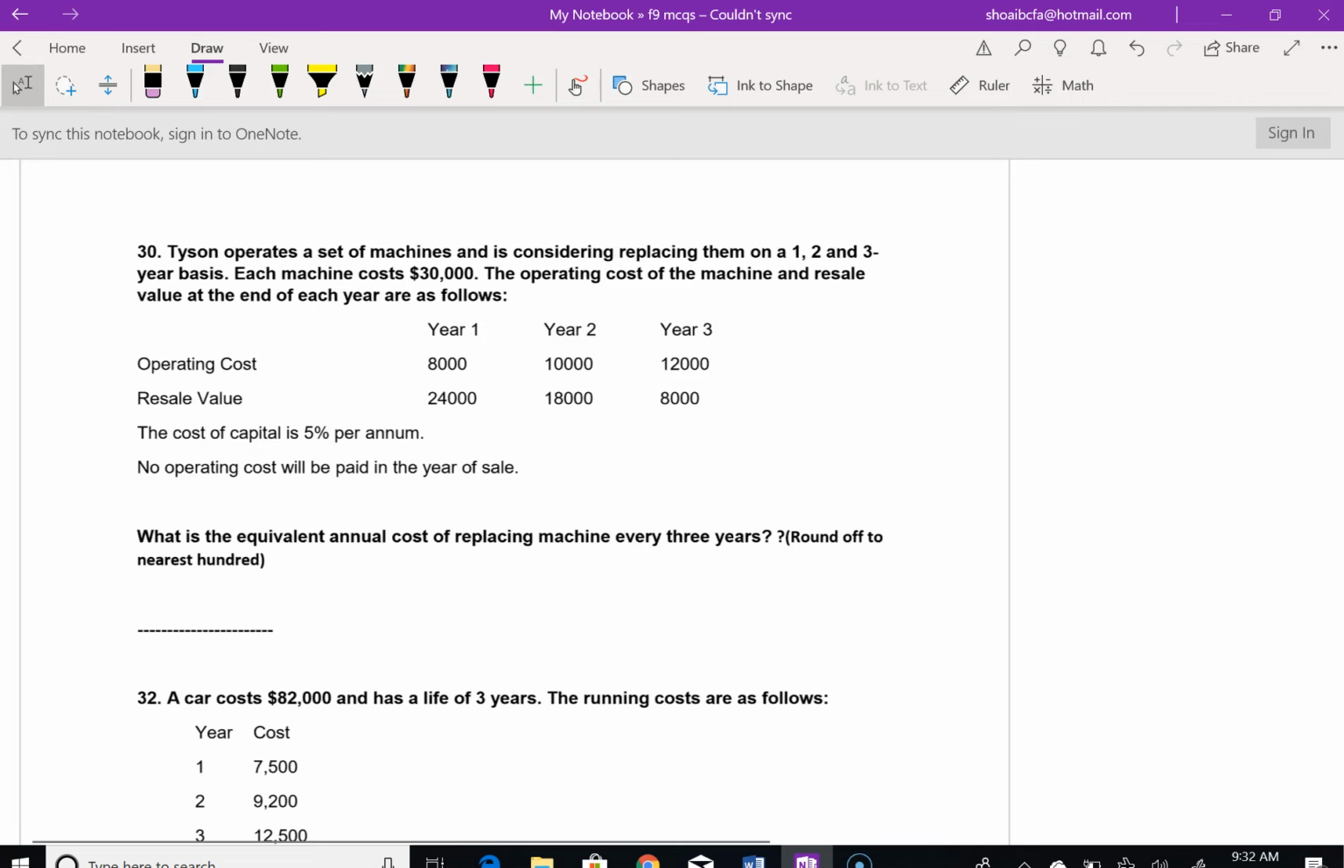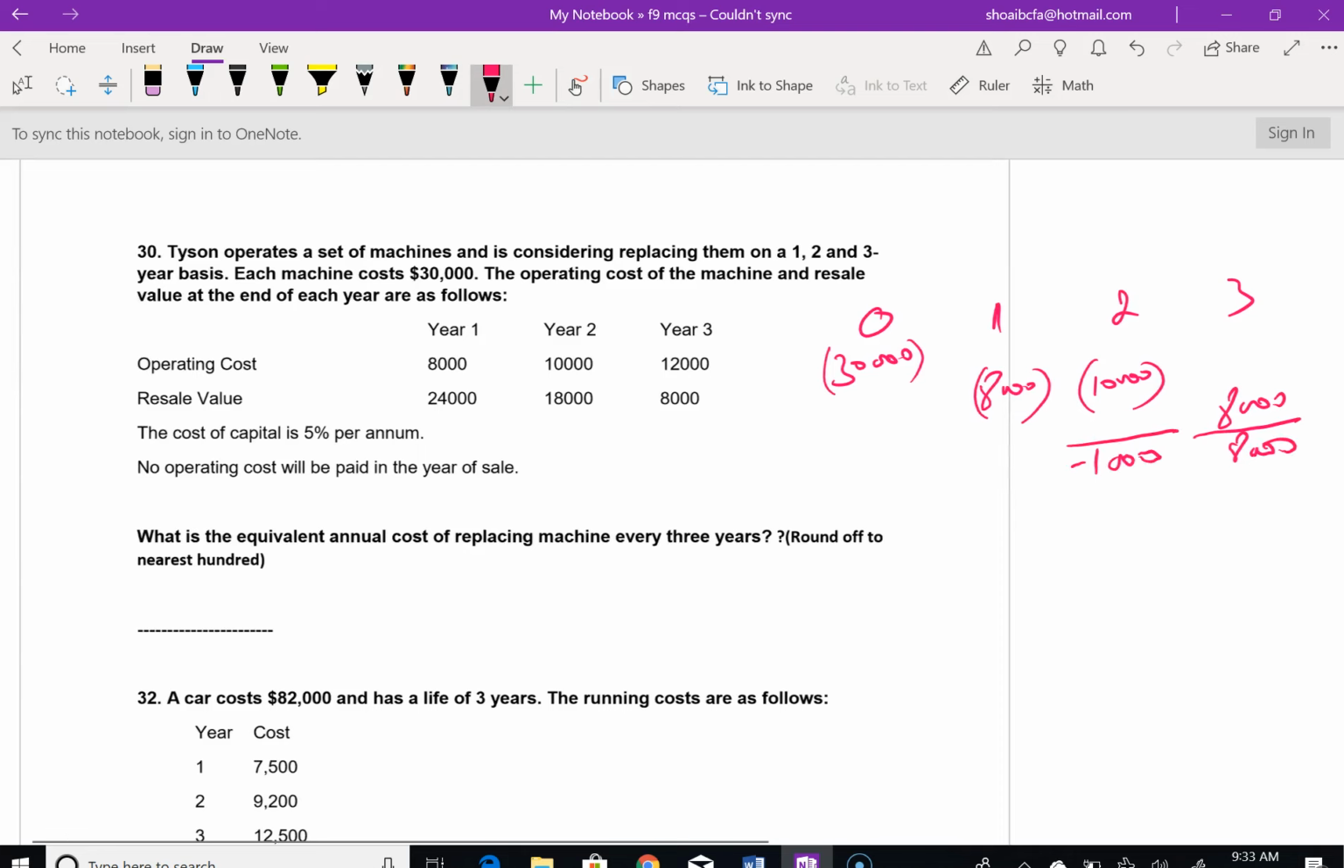So let's do this. In year 0, 1, 2, 3, this will be outflow and operating cost will be 8,000, 10,000 and scrap value will be 8,000. If we take net of these, at 5% discount factor it will be the same 30,000.